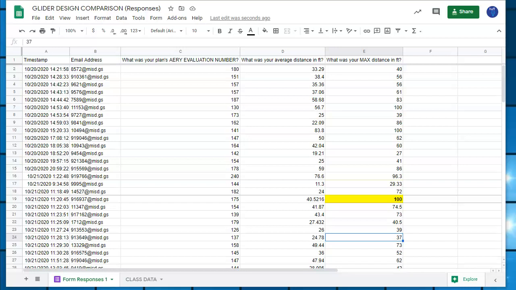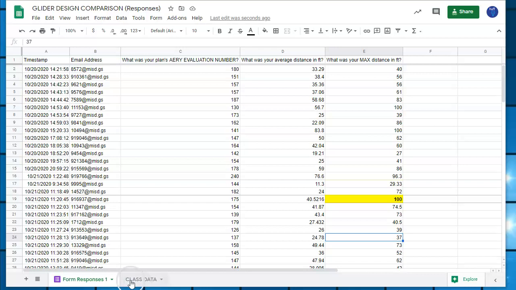Let's quickly peruse the student data. So here you see the data table. This is where the information goes when you enter your form information for your AERY number, your average distance, and your maximum distance. And just looking at this pile of numbers really doesn't make any sense.